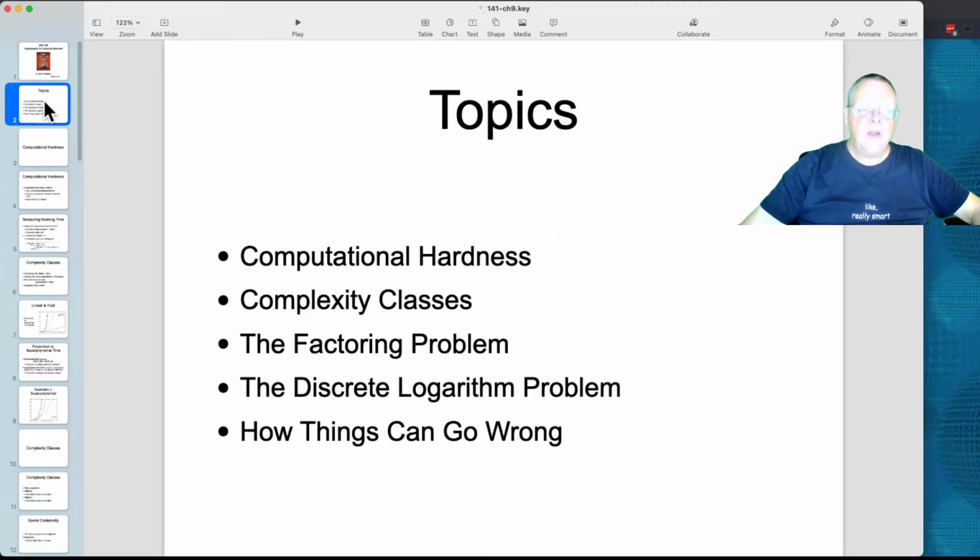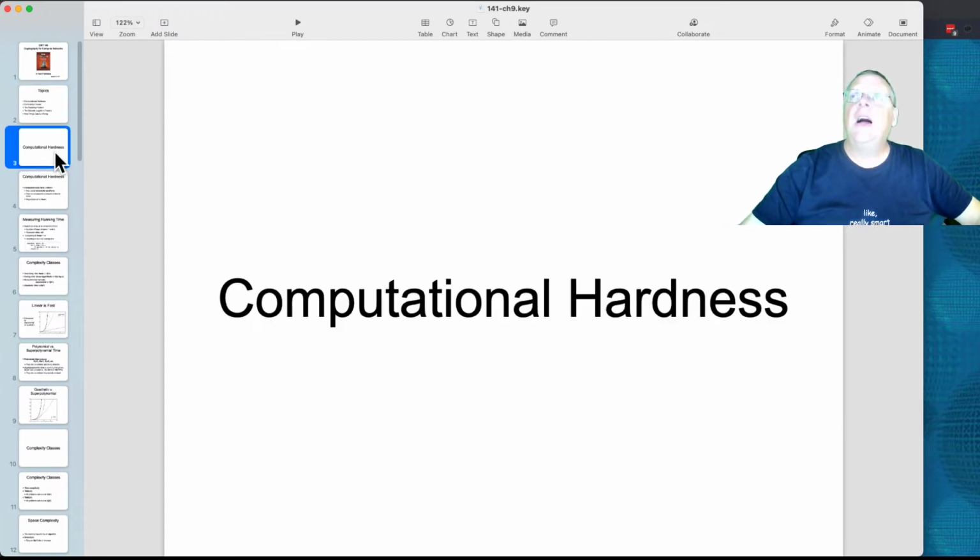This is, as usual, like most of the math in this book, I'm only going over it in a sort of superficial way from an engineering point of view, how to understand what it means in practical terms, not the deep math of it. So we'll talk about computational hardness, and then the factoring problem and the discrete logarithm problem, which are important things to understand to some extent anyway.